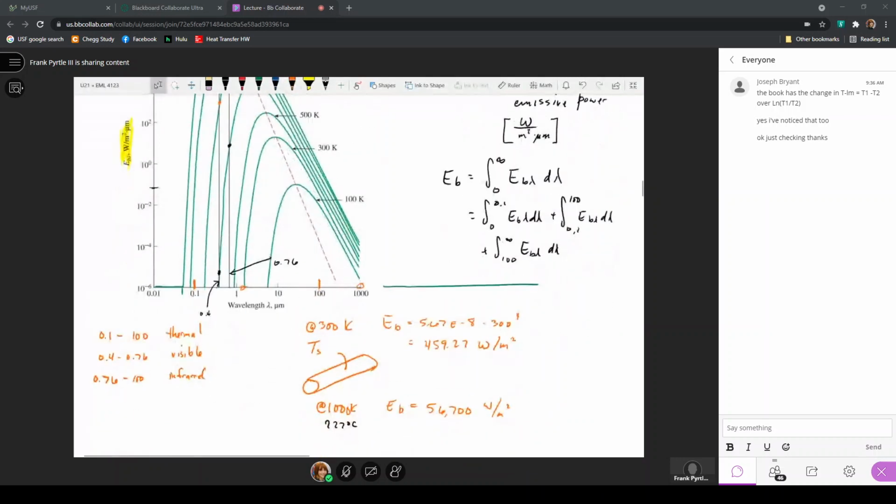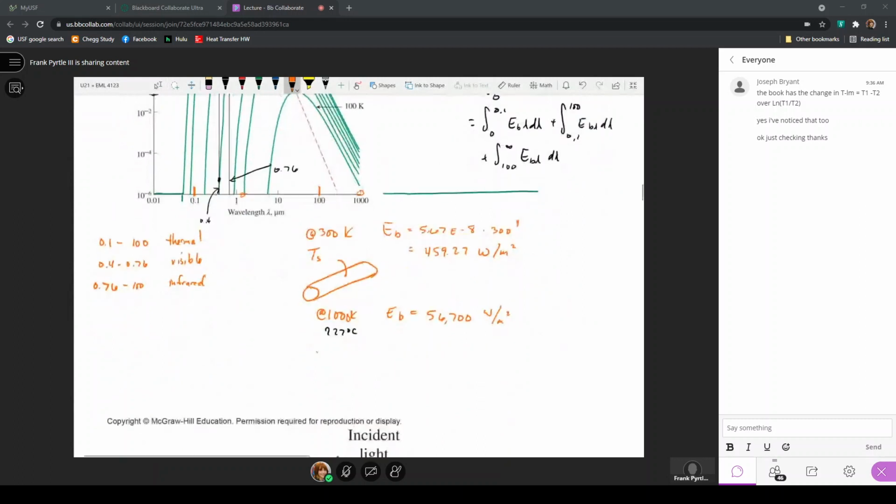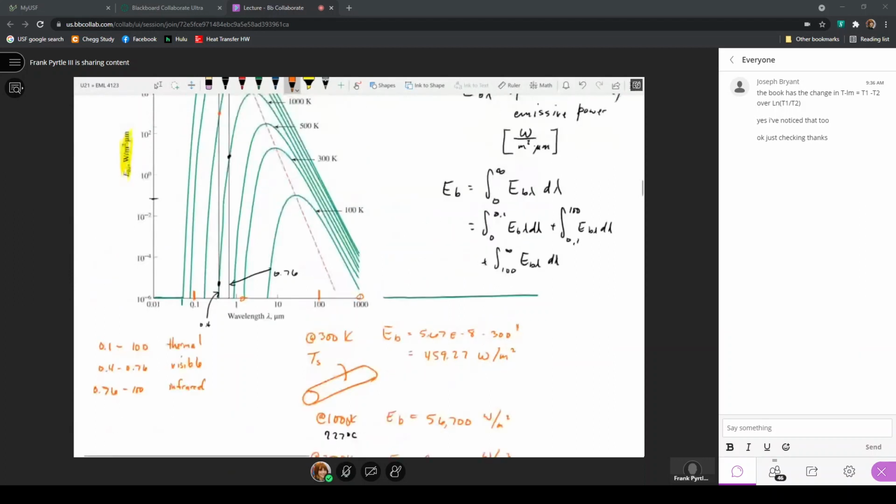And when we look at the emission here, at 2,000 Kelvin, the black body emissive power is just the Stefan-Boltzmann constant multiplied by 2,000 raised to the fourth power. Here, the black body emissive power is 907,200 watts per meter squared. So it goes from 56,700 to 907,200 watts per square meter. So much higher heat flux, and much more of this energy is being emitted in the visible light spectrum.